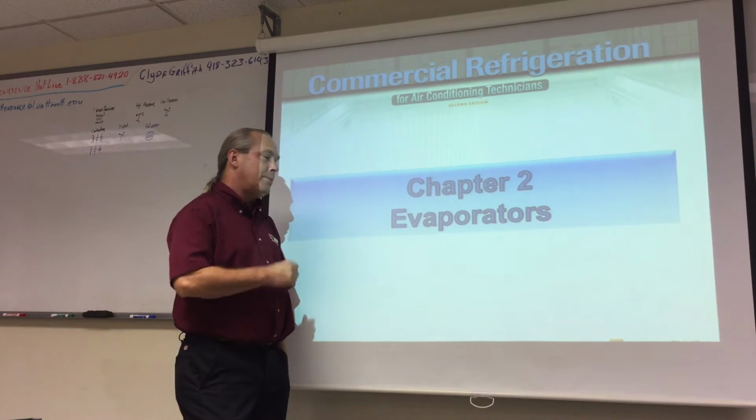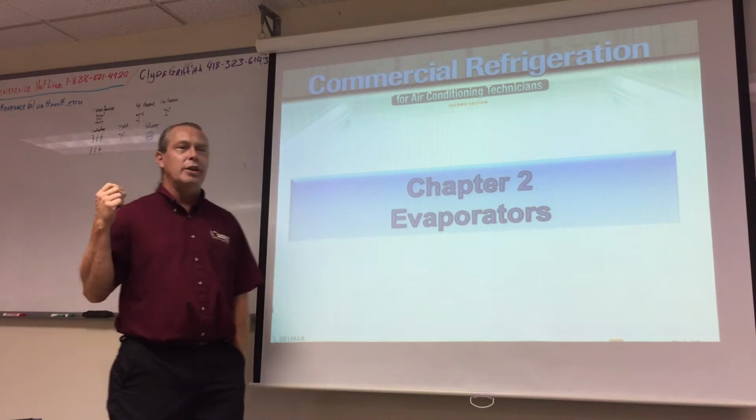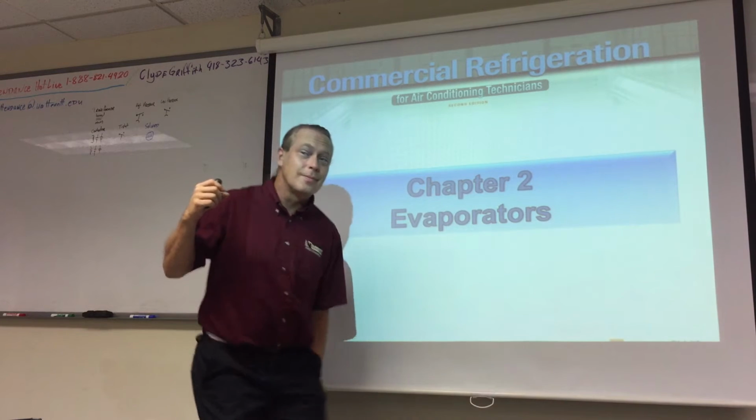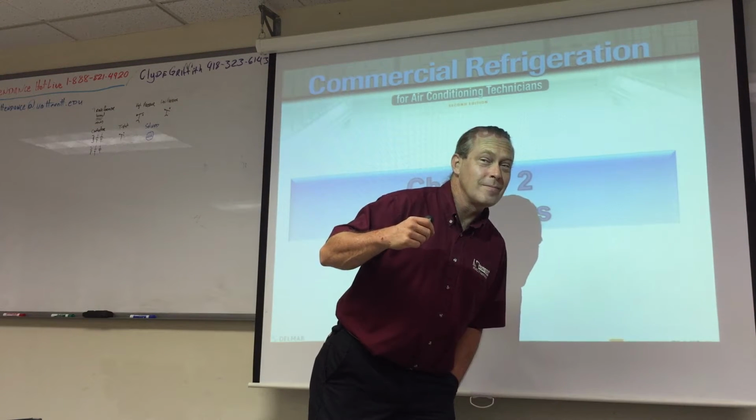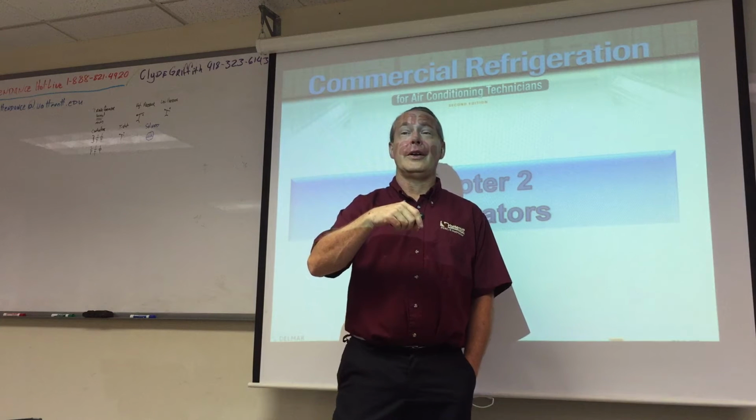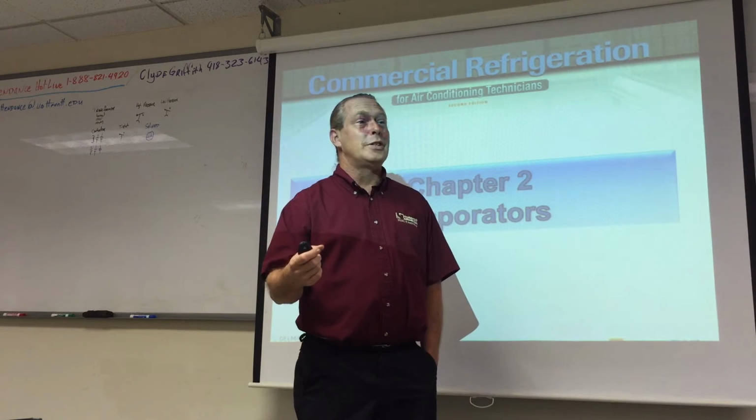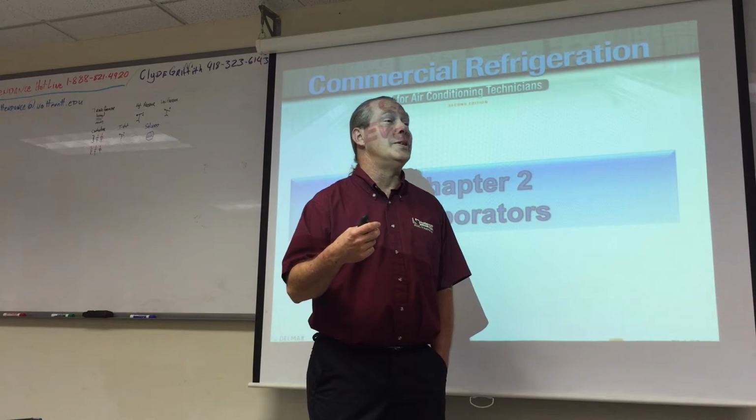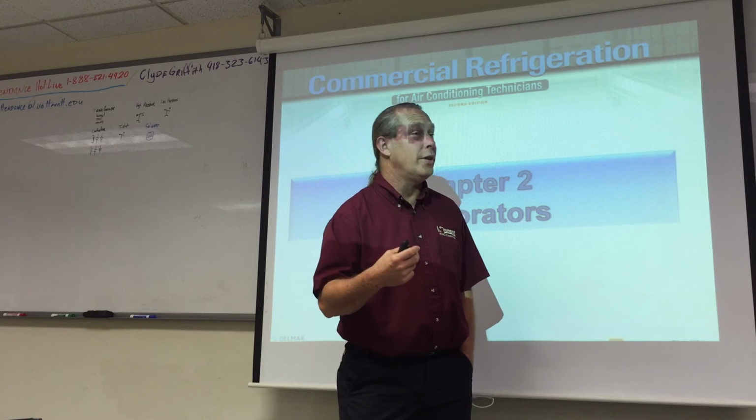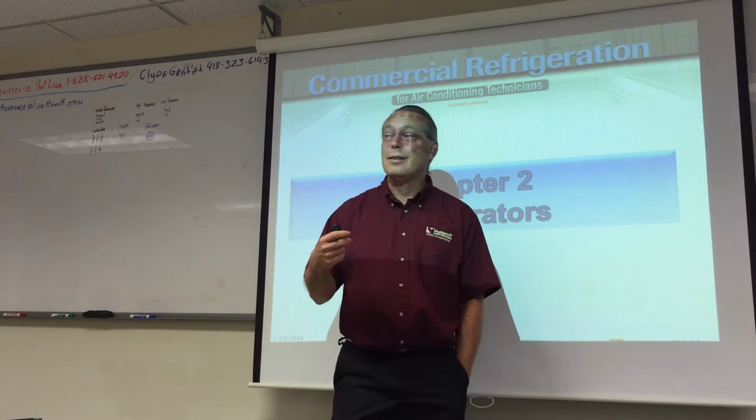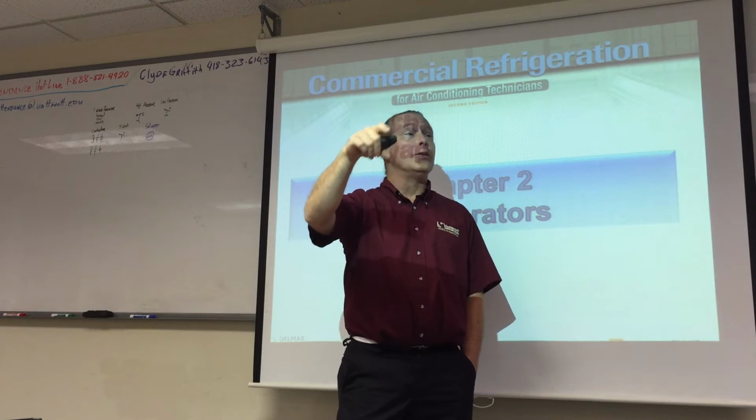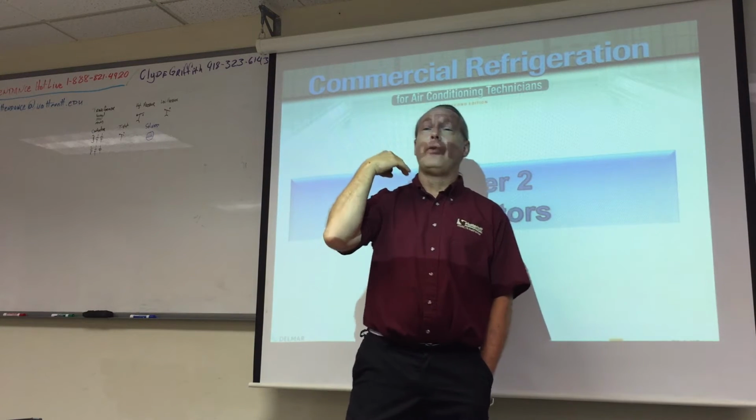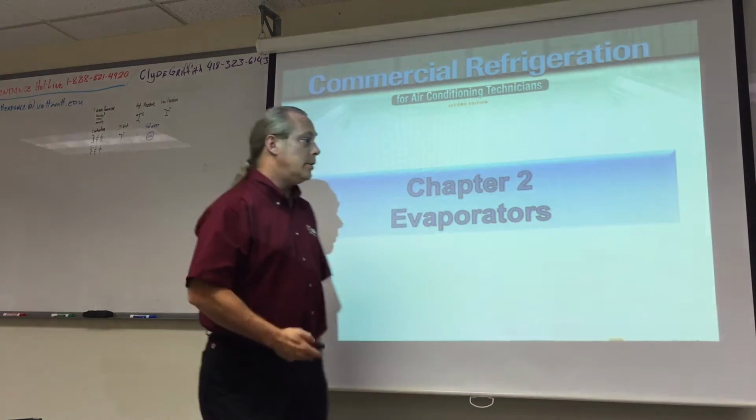All right, chapter 2, evaporators. What do evaporators do? They vaporize refrigerant. How do they vaporize the refrigerant? Where does the heat come from to vaporize the refrigerant? It's the heat within the evaporator. Within the evaporator? Yeah, it's heat in the box. Okay, we're getting close. The heat from the air we pass over the evaporator, and in a hydronic system, the heat from the water we pass over the evaporator.